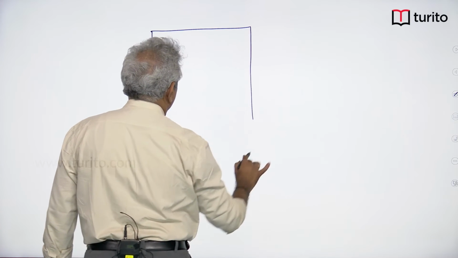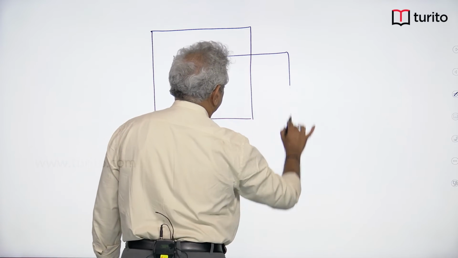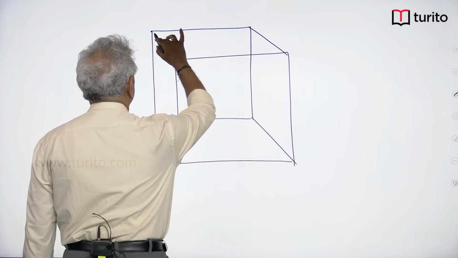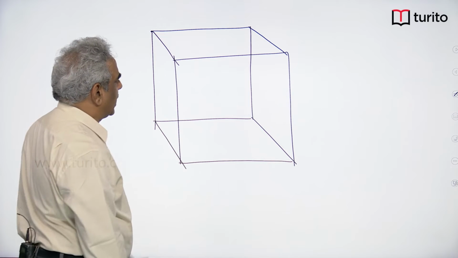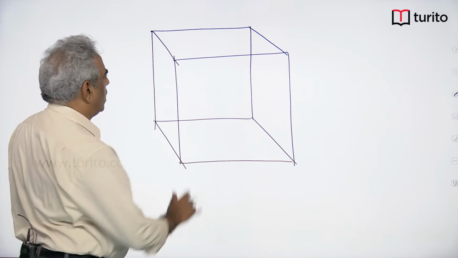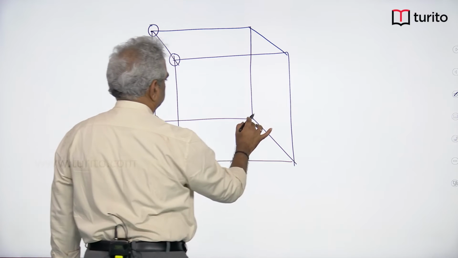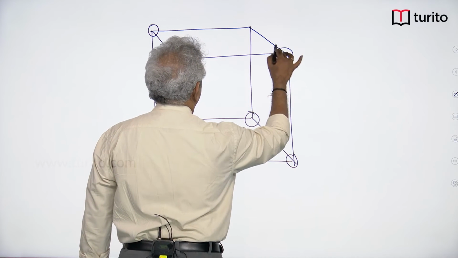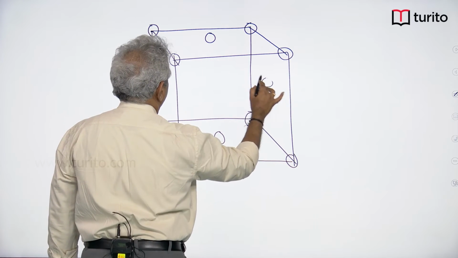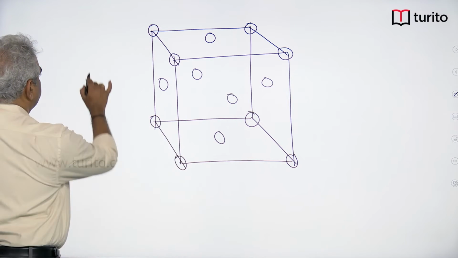I will draw a bigger one now. Back face, this is front face. So, back face, front face, left face, right face, top face, bottom face, and we have got spheres at all corners and all faces, back face, front face, and this is my FCC unit cell.